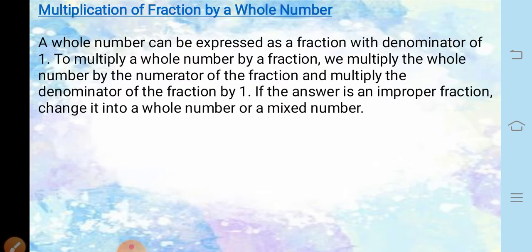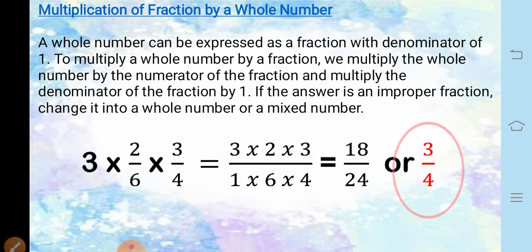Okay, next, multiplication of a fraction by a whole number. A whole number can be expressed as a fraction with denominator of 1. To multiply a whole number by a fraction, we multiply the whole number by the numerator of the fraction and multiply the denominator of the fraction by 1. If the answer is an improper fraction, change it into a whole number or a mixed number. Okay, just like this one.